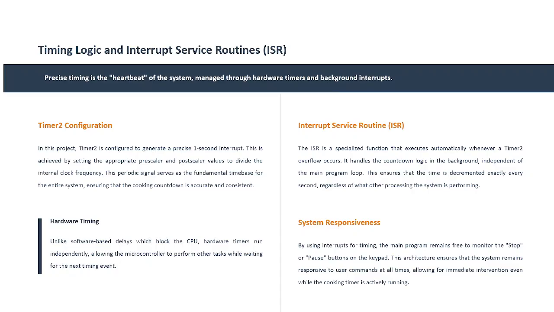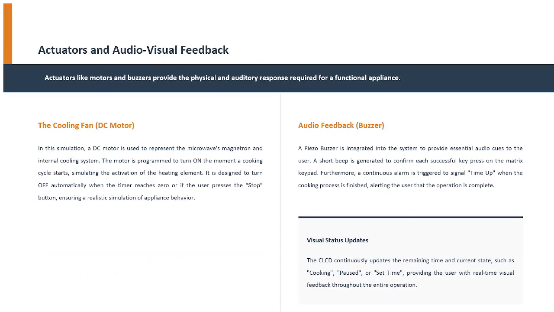System responsiveness. By using interrupts for timing, the main program remains free to monitor the stop or pause button on the keypad. This architecture ensures that the system remains responsive to user commands at all times, allowing for immediate intervention even while the cooking timer is actively running.